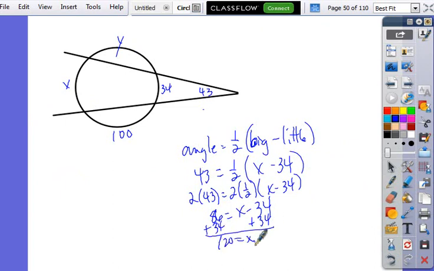Well, in order to solve for Y, I would take that 120 I just found, the 100 that's there, and the 34, and add those up. You get 254. 254 subtracted from 360 tells me what Y is.